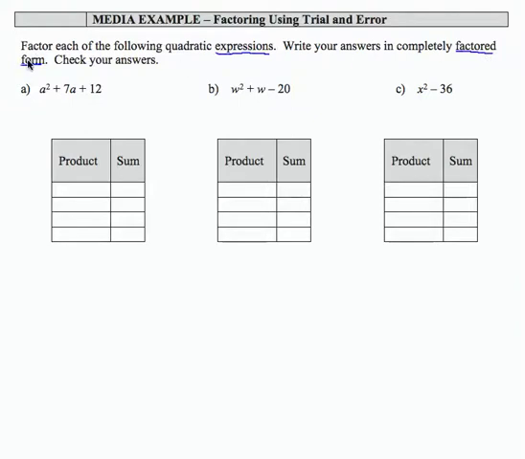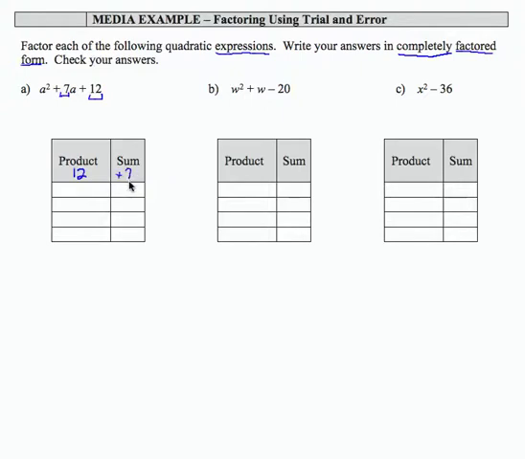Completely factored form means we want to write each of these as simple as we can in factored form. So we'll see what that looks like as we work through these. This first one is a trinomial. We have three terms. There are no common factors between a squared, 7a, and 12. So I'm going to use what's called trial and error. I'm looking for numbers whose product gives me 12 and whose sum gives me a positive 7.